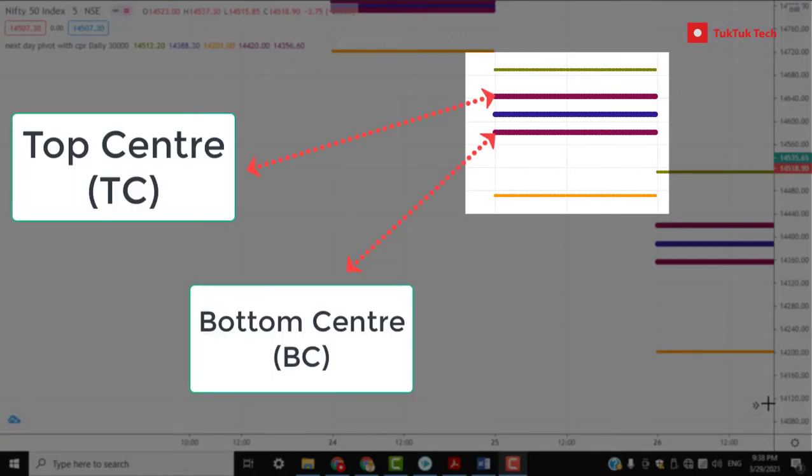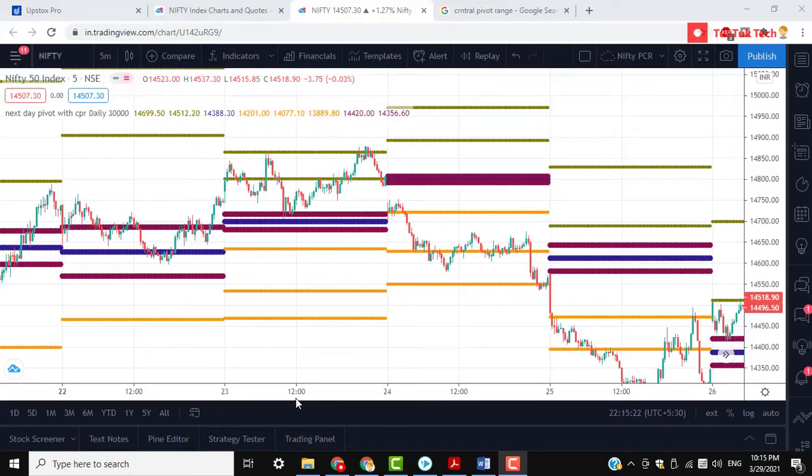However, adding the pivot range, that is top center and bottom center, to the floor pivots indicator, creates a more dynamic and unique trading tool. At any given time, the range can be support or resistance.